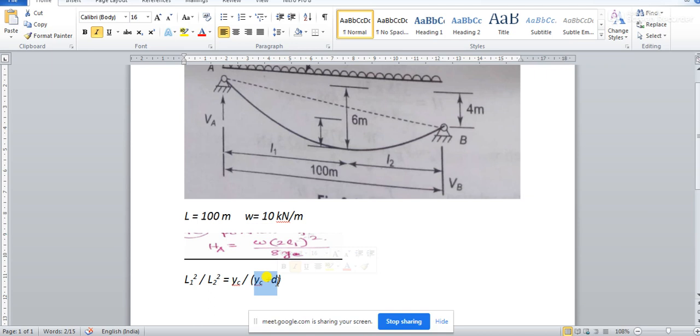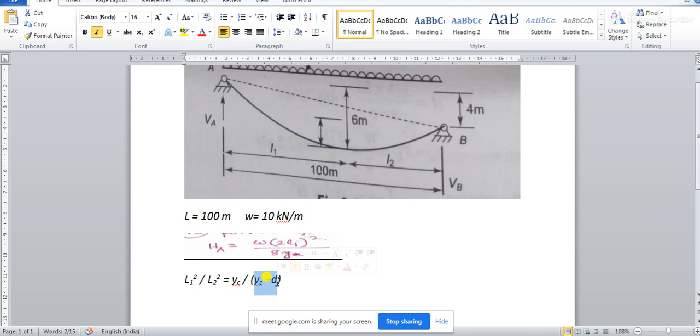Now you tell me what is the value of YC. Okay, observe one thing here. Is the formula whatever we have written correct or wrong? Tell me. YC plus D will be opposite, sir. Yes, absolutely correct. It will be opposite. So this point you should understand very clearly, okay?